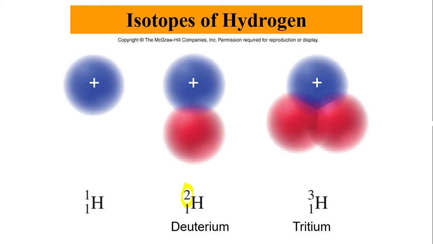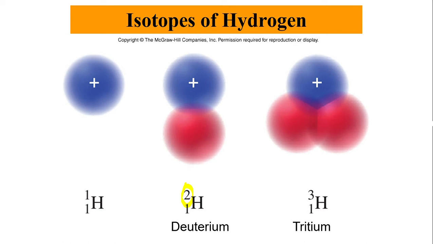And then the other common isotope is called tritium, and this one has a proton and 2 neutrons for a mass number of 3. And this one has an unstable nucleus. In other words, this is what we call a radioactive isotope. It decays, it decomposes further.